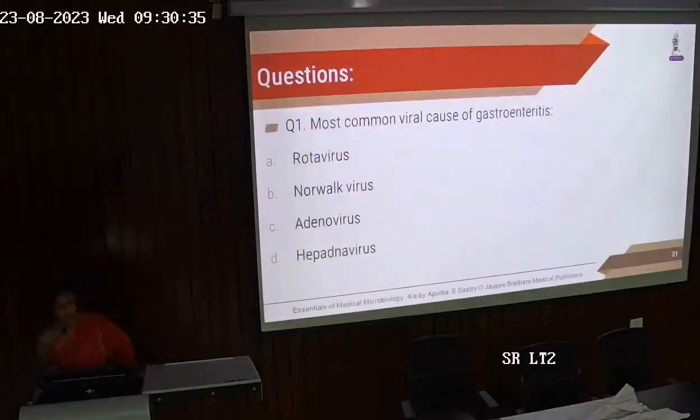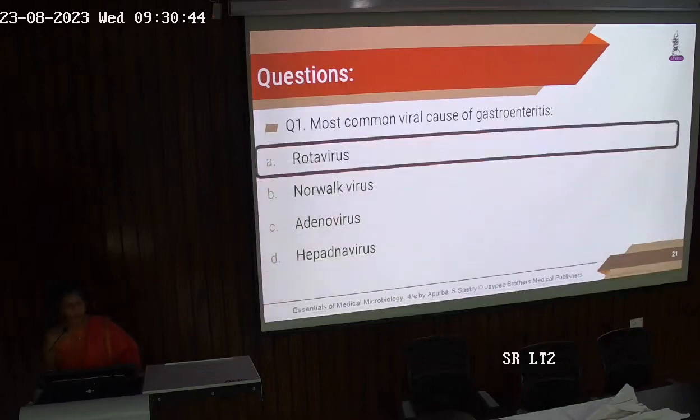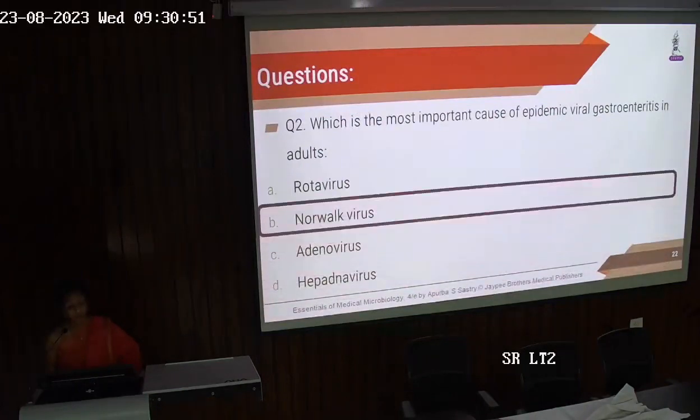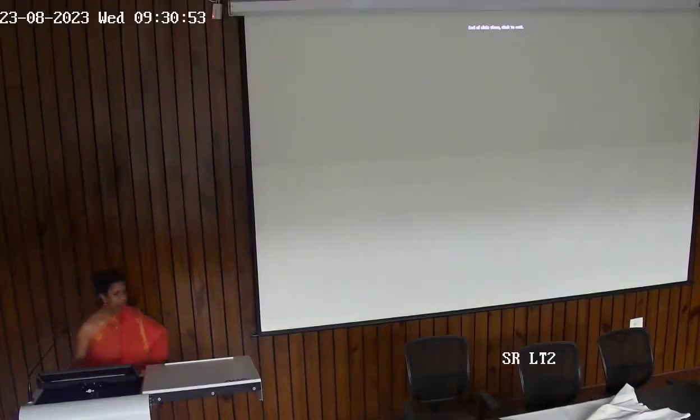So now the questions. Team A, it's a very important, very simple question. So this won't count. Most common cause of viral gastroenteritis? Team B, what is the most important cause in adults? So this is also simple. But I have a few more questions now.